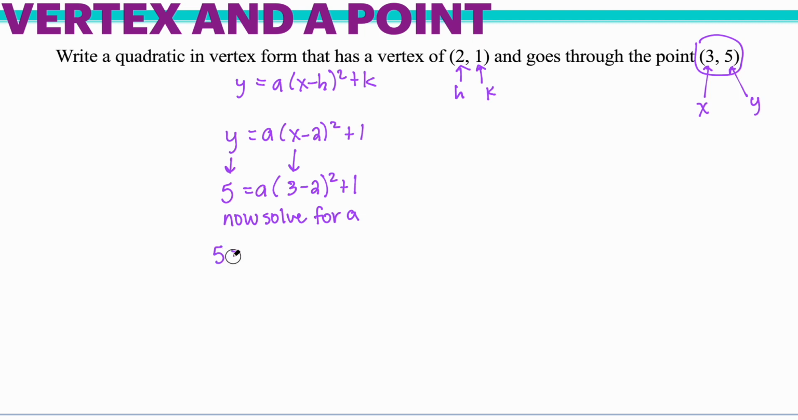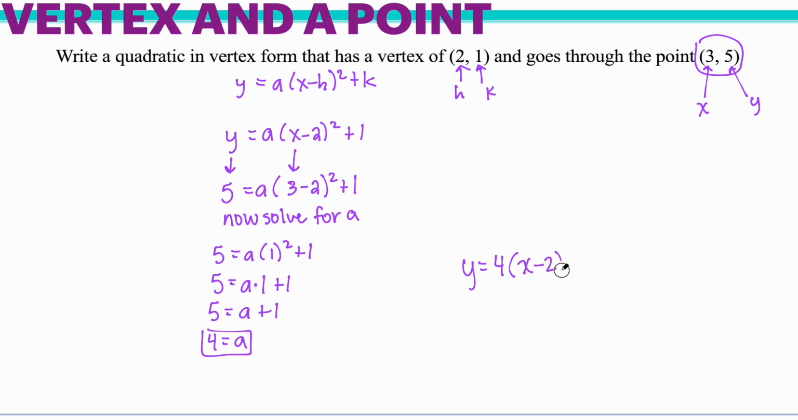So I get 5 equals a times 1 squared plus 1. So I get 5 equals a times 1 plus 1. Well, a times 1 is just a. So to solve for a, I've got to subtract 1, and 5 minus 1 is 4. And now I know my h, I know my k, and now I know my a. So my final answer is 4 times (x minus 2) squared plus 1.